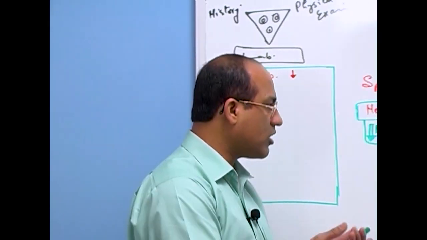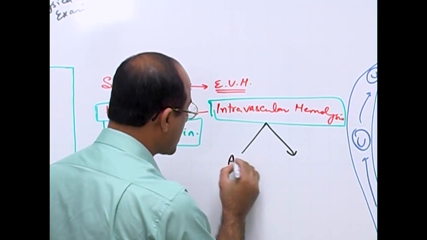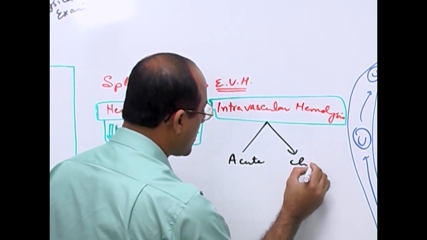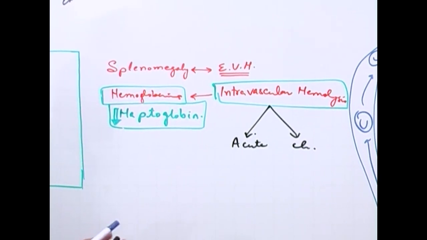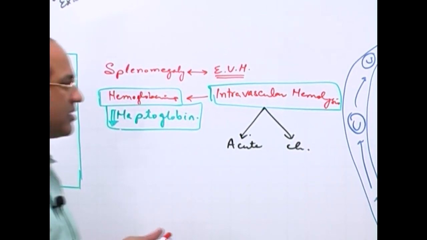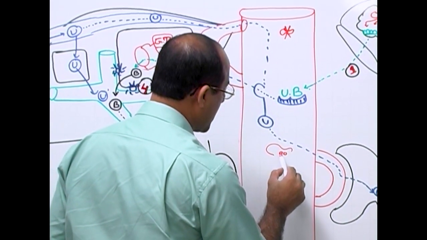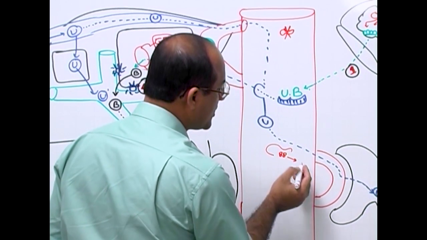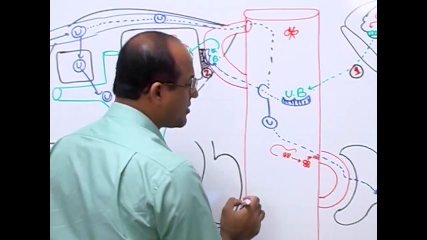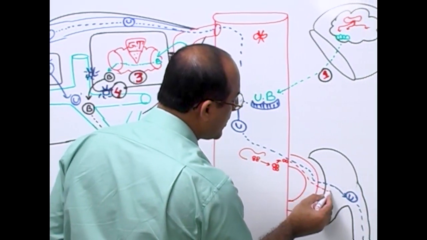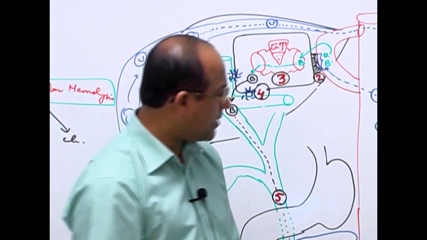Intravascular hemolysis may be acute or it may be chronic. There are many ways to differentiate them. One way is that if there is acute intravascular hemolysis, then naturally when RBCs break down, what will happen? Hemoglobin molecules will come out. Hemoglobin is a tetramer, right? But it breaks down into dimers, and these dimers are very small and can easily go into the filtrate.